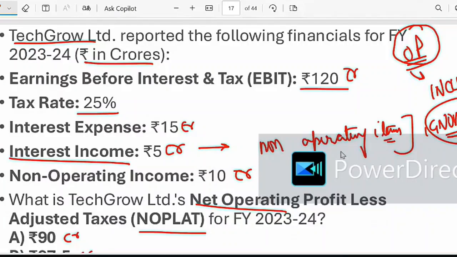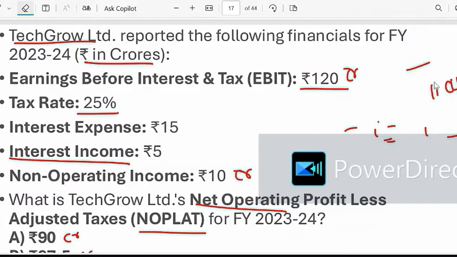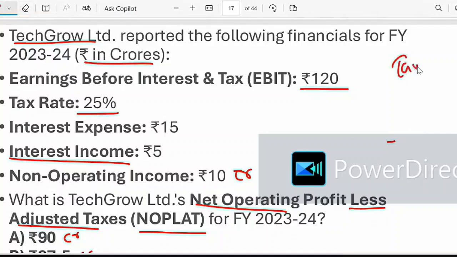So let's break down the calculation into two parts. We want to calculate NOPLAT. First of all, we have to calculate the taxes, right? Because in the full form itself, you have to subtract the adjusted tax. So first of all, let's calculate the tax part. And how to calculate the tax on EBIT? How do we calculate it?